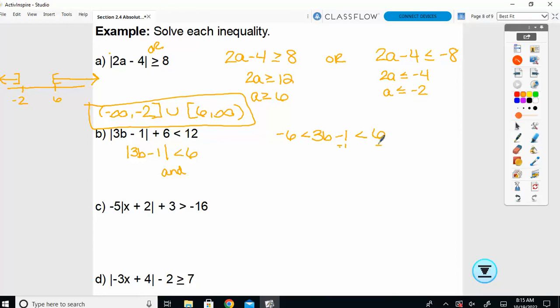So if we solve this, we need to add 1 to everything. So -5 is less than 3b is less than 7. Divide by 3, so -5/3 is less than b is less than 7/3.